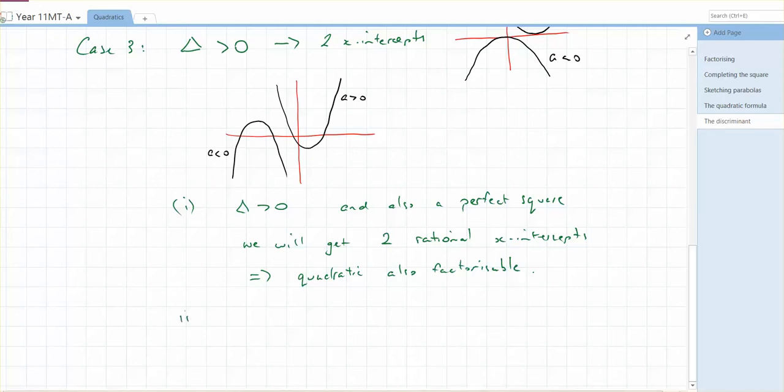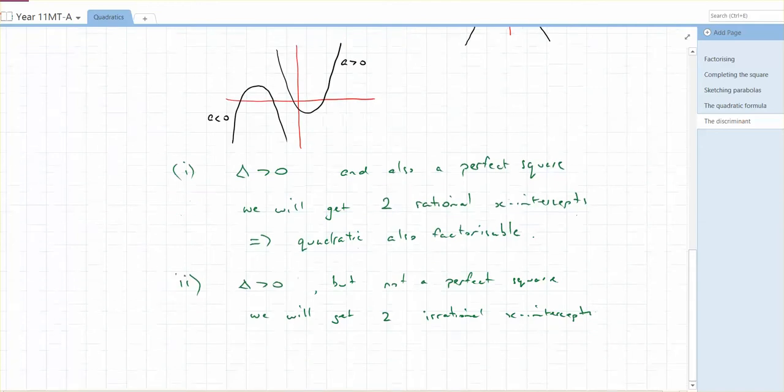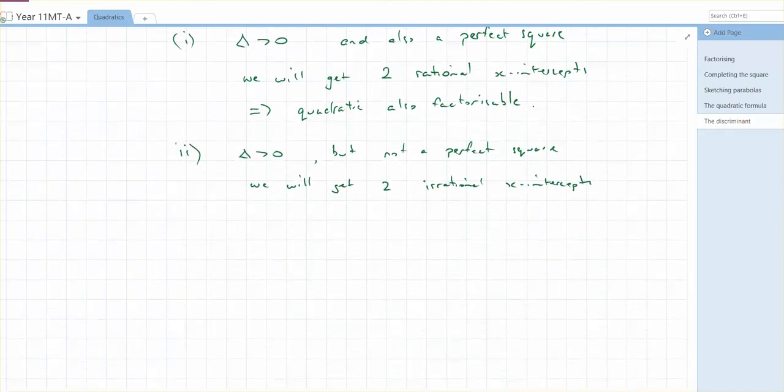The second case there is that of the discriminant greater than 0, but not a perfect square, then we will get two irrational x-intercepts. So irrational meaning it's a surd and we can't reduce it to a whole number. Okay, let's do a couple of examples. Let's have a look at each case.